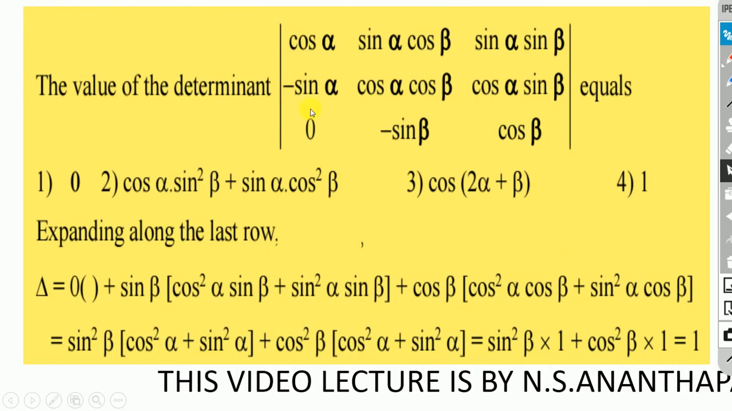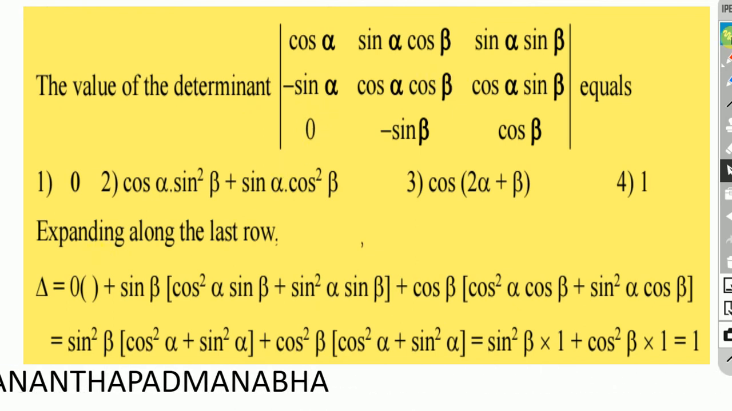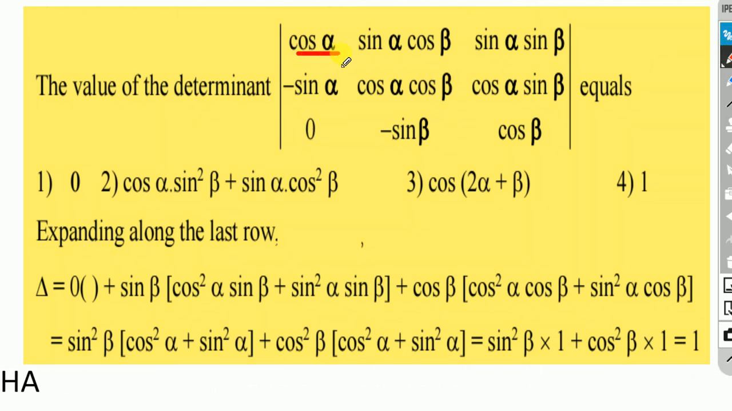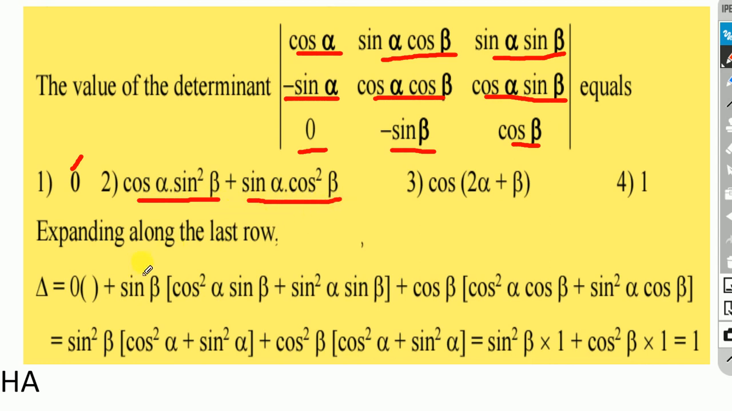The value of the determinant: cos alpha, sin alpha cos beta, sin alpha sin beta, minus sin alpha, cos alpha cos beta, cos alpha sin beta, 0, minus sin beta, cos beta. The options: this is 0. Cos alpha sin square beta plus sin alpha cos square beta is another answer. Third answer is cos of 2 alpha plus beta, and fourth one is 1.